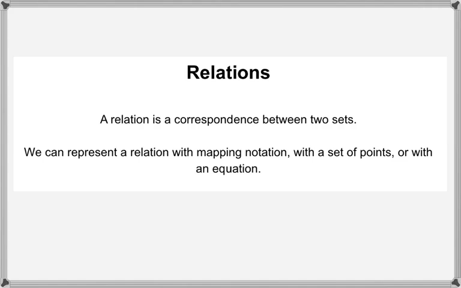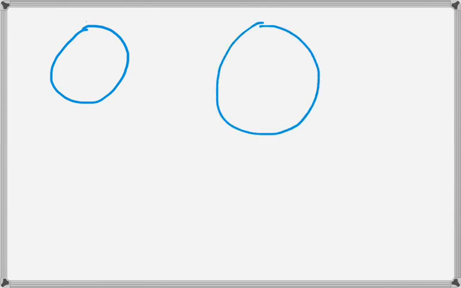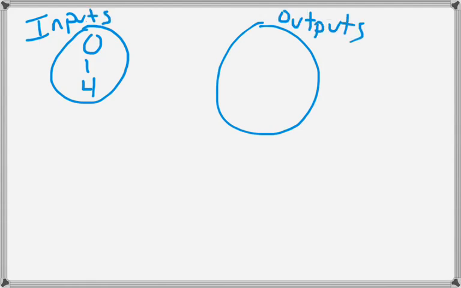There are different ways to express a relation. We can represent it with mapping notation, a set of points, or with an equation. So first we're going to illustrate mapping notation. For mapping notation, we just draw two circles or ovals, and we put the inputs in one set, and we put the outputs in another set.